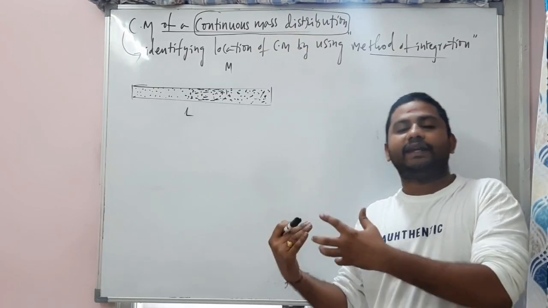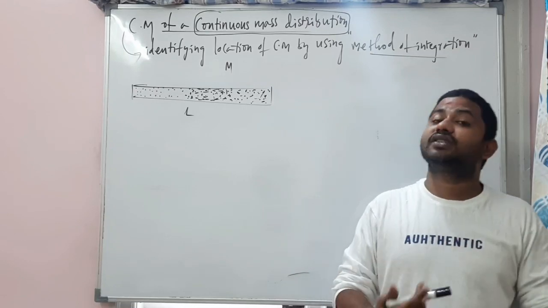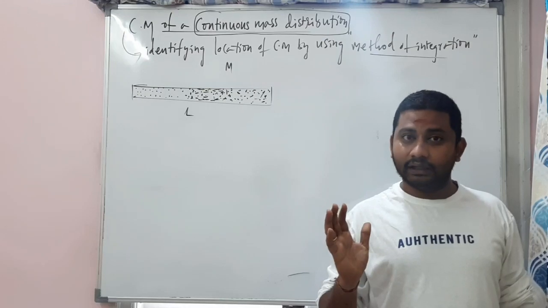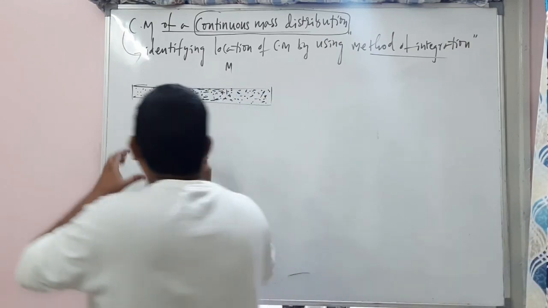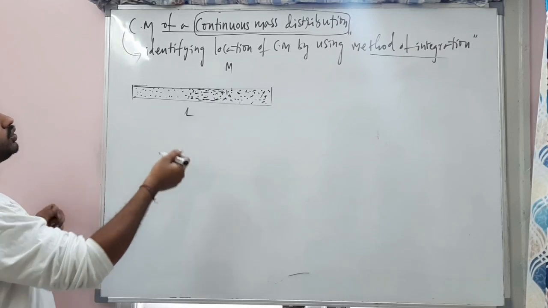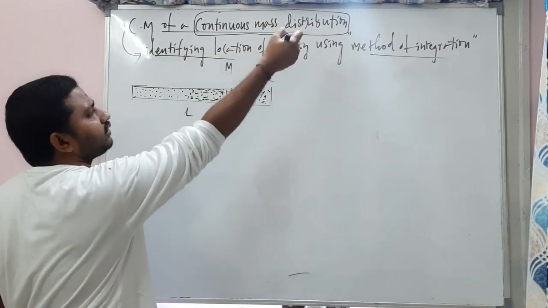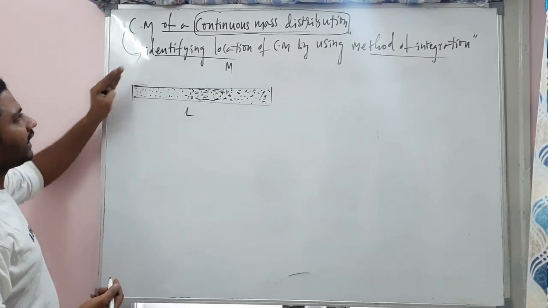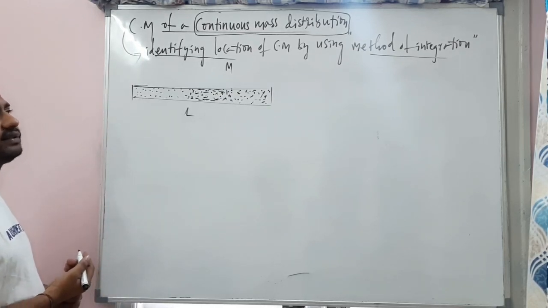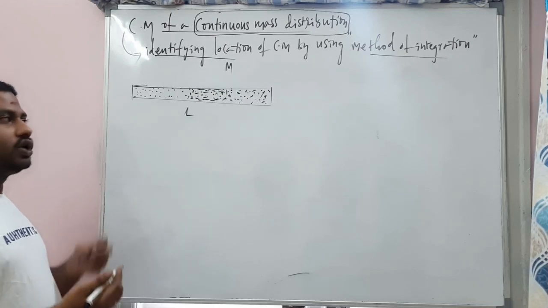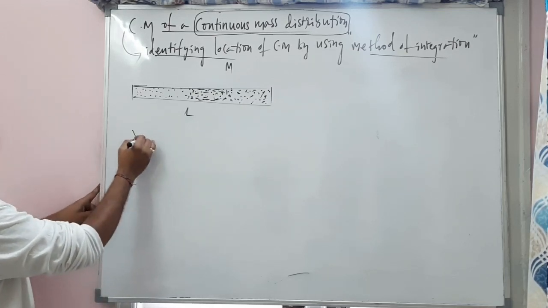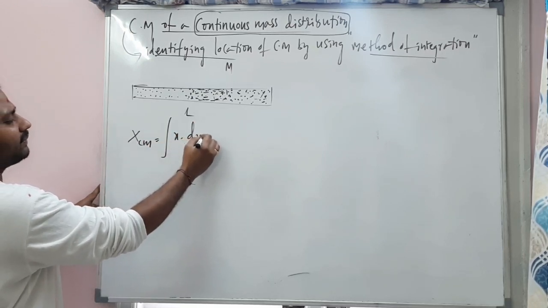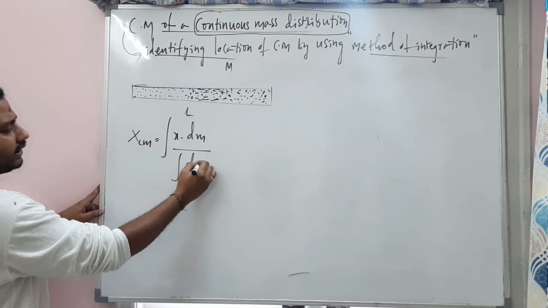We consider these kinds of bodies as continuous mass distributions. They may be uniform, they may not be uniform, my dear students. This is the continuous mass distribution concept. We identify the location of the center of mass by using the method of integration. There are three basic formulas you should understand to solve these kinds of questions. So what are the basic formulas here? Look here. xcm is equal to integral x dm divided by integral dm, my dear students.